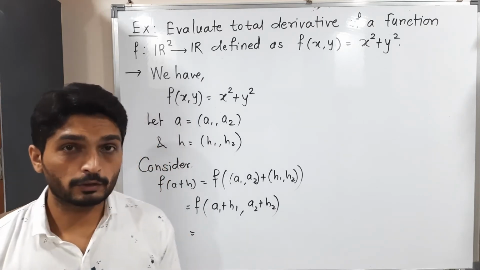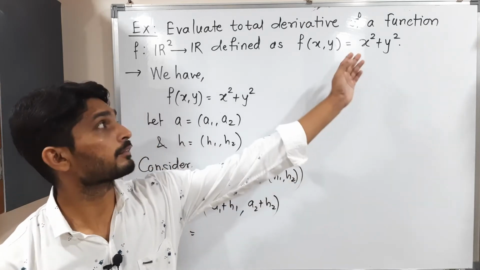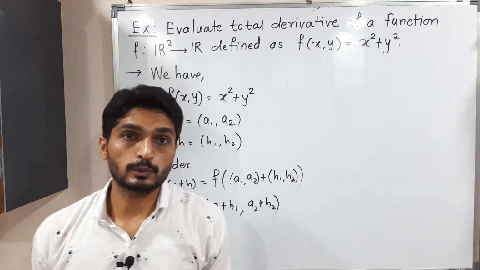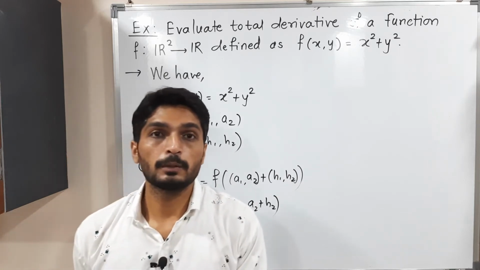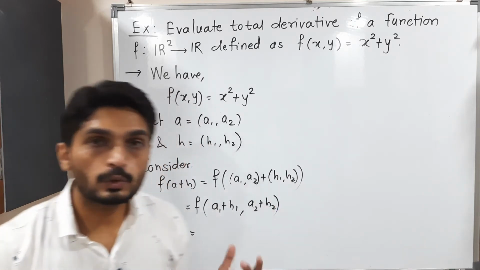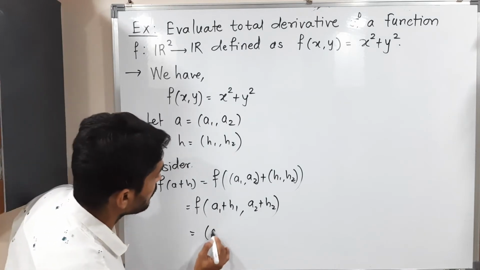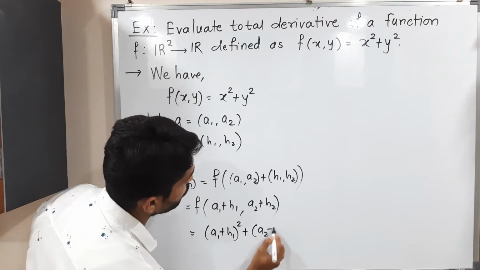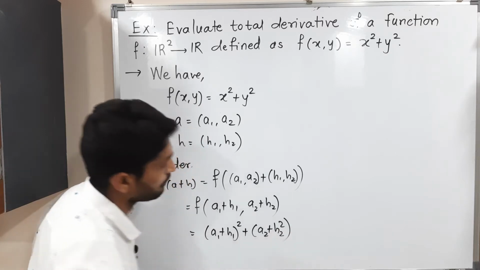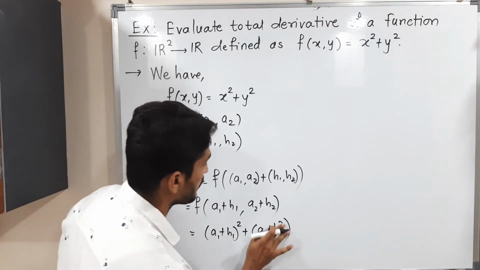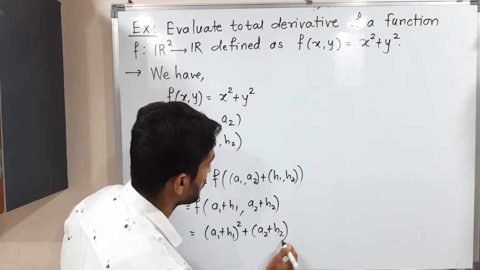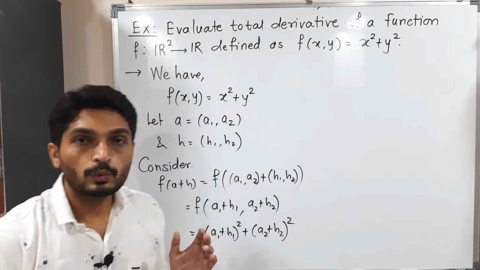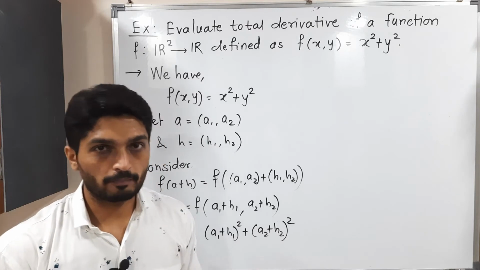After that, we need to follow the definition. The definition of f says x square plus y square, that means square of the first component plus square of the second component. So let us follow the same definition here: (a1 plus h1) whole square plus (a2 plus h2) whole square. So by following the definition, we have got this one.